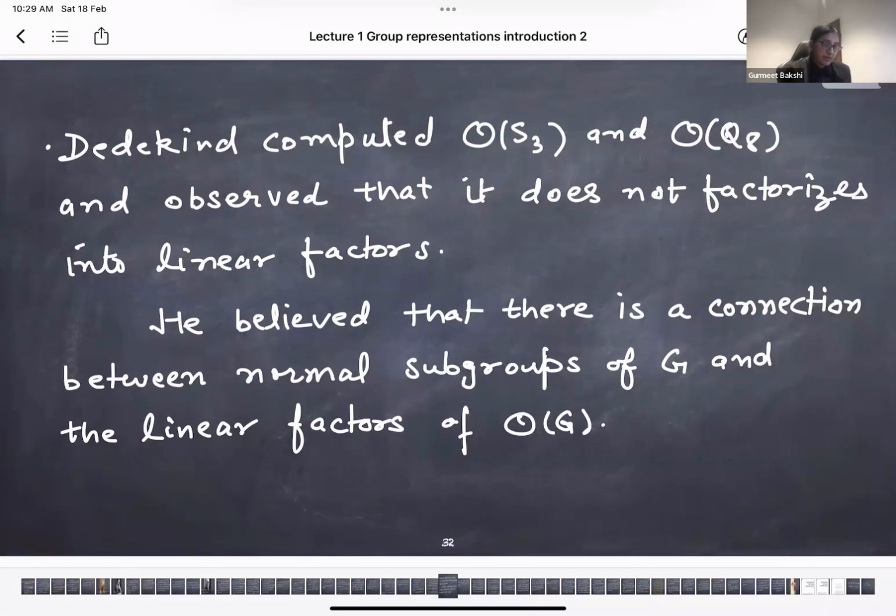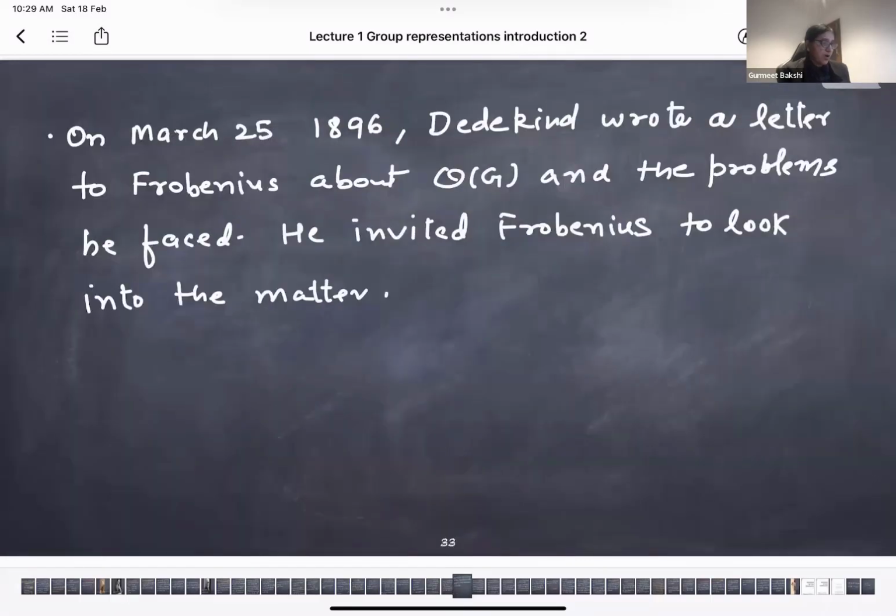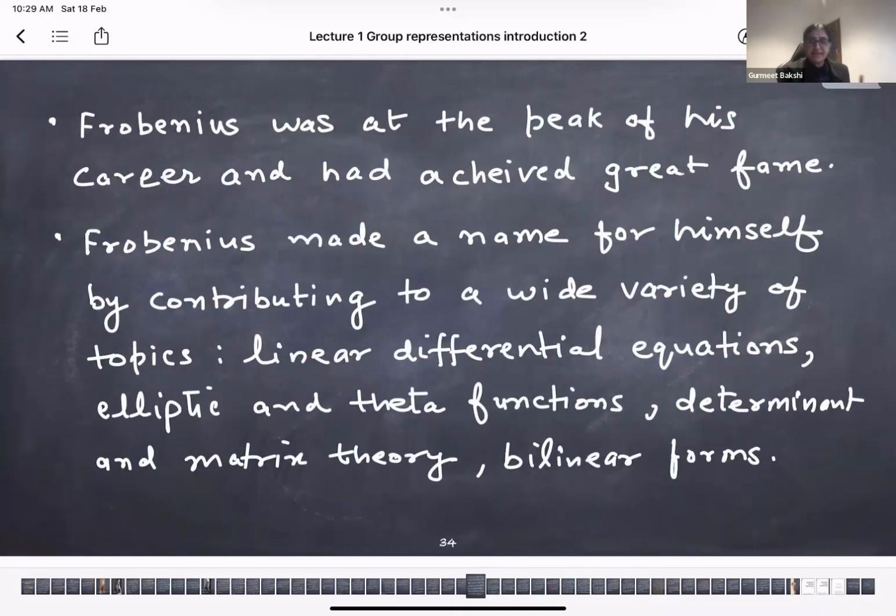He could not prove that, but he had two examples to illustrate to Frobenius that this is happening, and this is his guess. So on March 25th, 1896, Dedekind wrote a letter to Frobenius about the factorization of theta G, what he had done for abelian groups, what he had for S3 and quaternions, and the problems he faced, and he invited Frobenius to look into the matter. Within a month, Frobenius acted on it, and the theory was developed.